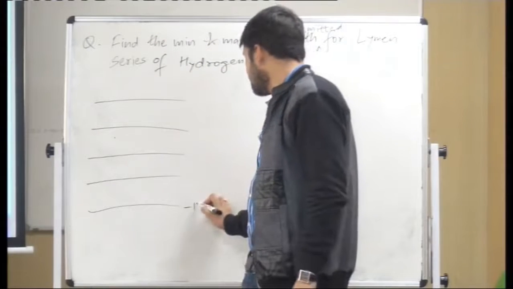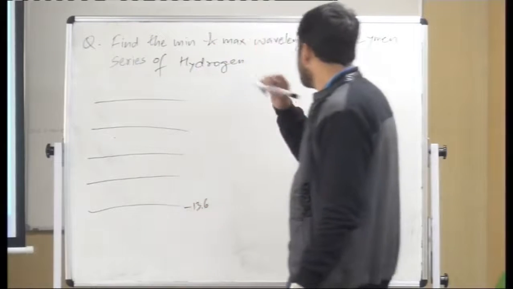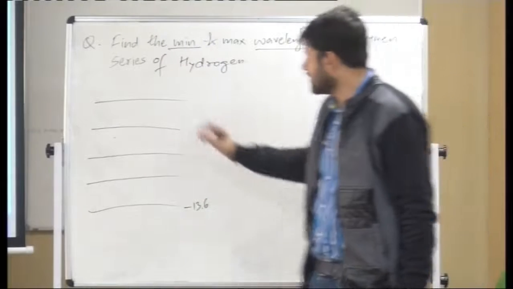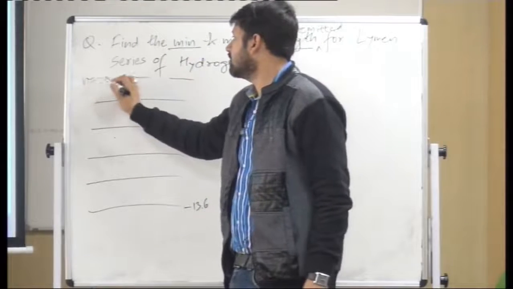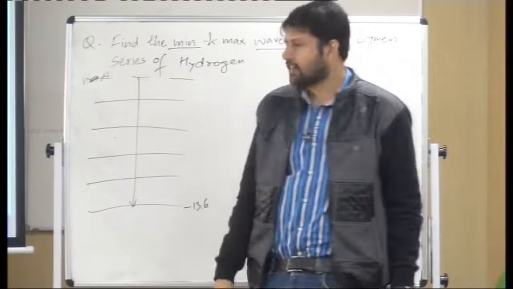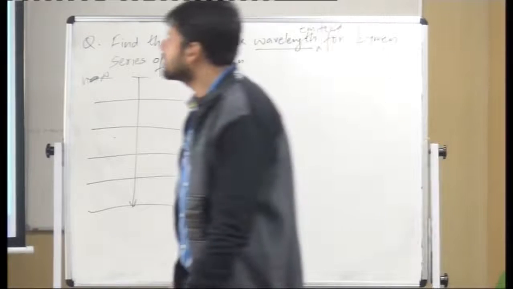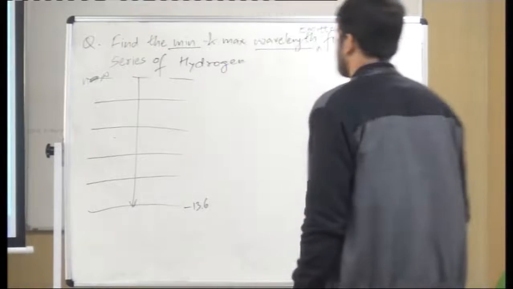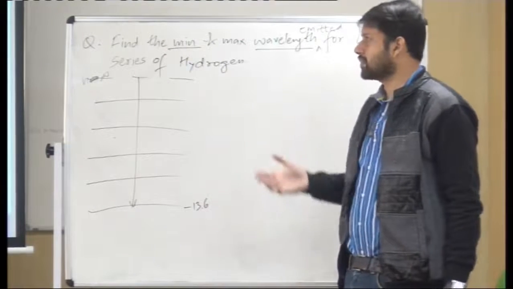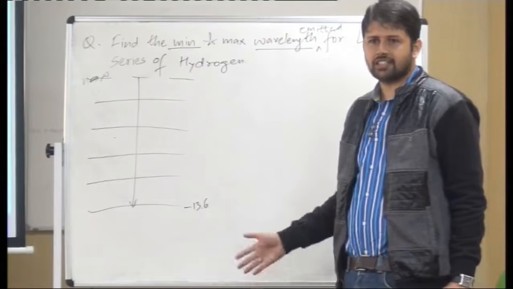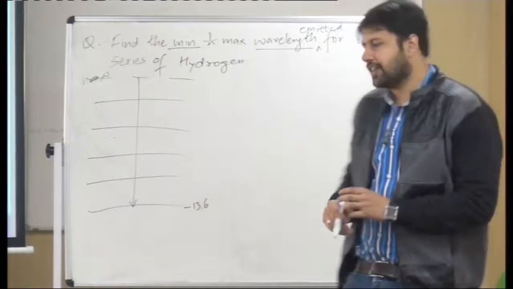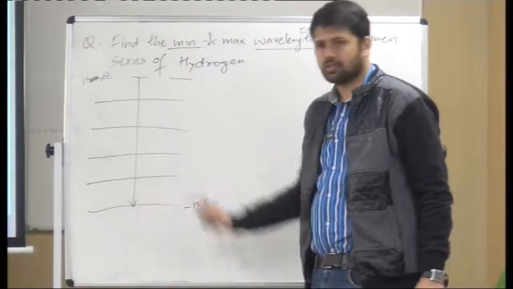So this is minus 13.6 for minimum wavelength. Minimum wavelength means highest possible energy. Highest energy happens for the transition from n tends to infinity to 1. Getting the idea? Let's discuss. A photon of maximum energy is emitted when the transition is from infinity to the ground level.